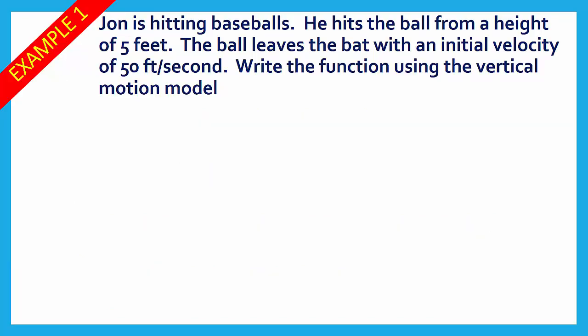So let's just take a look at our first example because there's nothing really to touch on first, other than something that I've just kind of embedded in this problem. John's hitting baseballs. He hits the ball from a height of 5 feet. The ball leaves the bat with an initial velocity of 50 feet per second. Write the function using the vertical motion model. You might be asking, what, Mr. Higgins, is the vertical motion model?